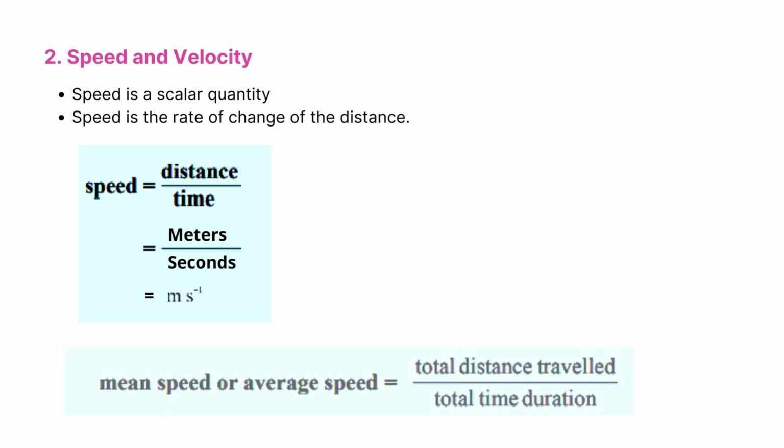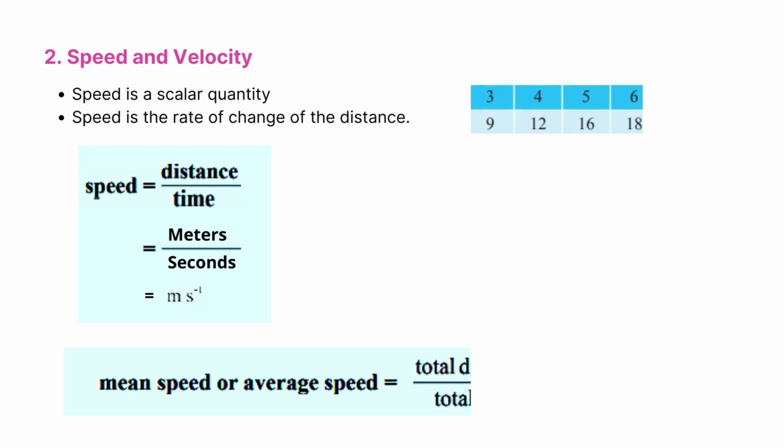Then we have something called the mean speed, or average speed. Here we consider the total distance traveled, and the total time duration. Only difference here is we are calculating the mean or average speed for the full journey. So these are the equations and the definition for speed. I hope you all got a good understanding of what speed is, so that we can apply this equation to calculate the speed. So the first example.